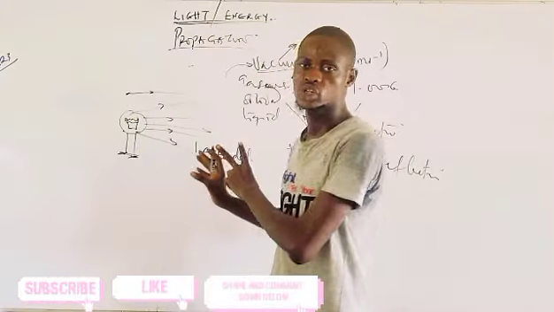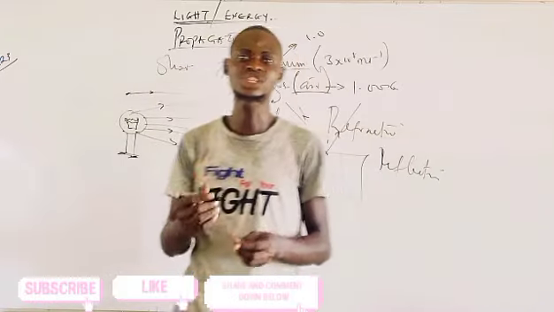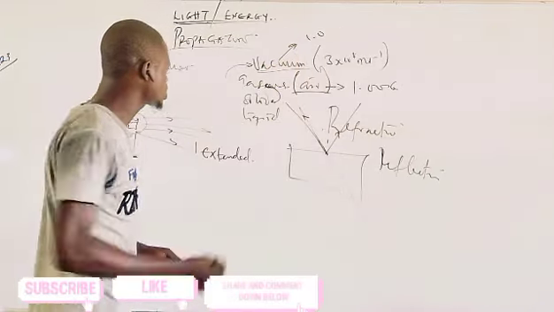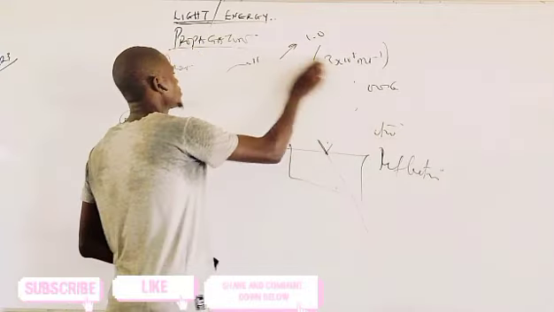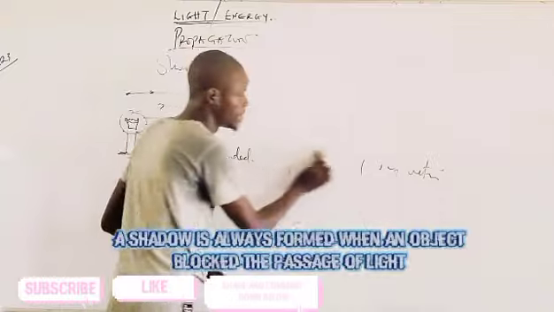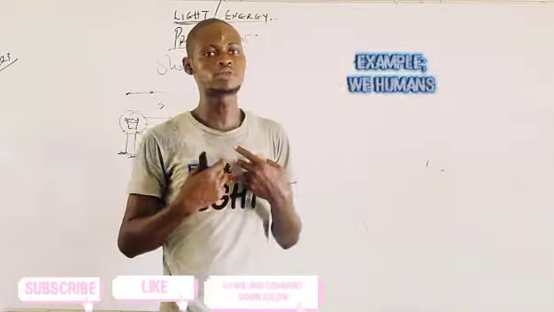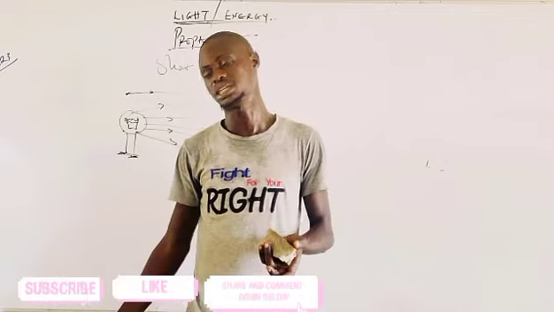Why did I show these two sources to you? Because I want to use them to explain shadow. Are you getting what I'm saying now? Now, I said a shadow is always formed when an object, an opaque object to be precise, blocks the passage of light. Example, a human being. Sometimes when we stand in front of light, we see our shadow at the side here.